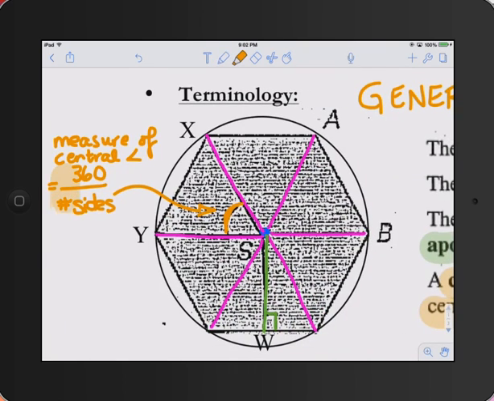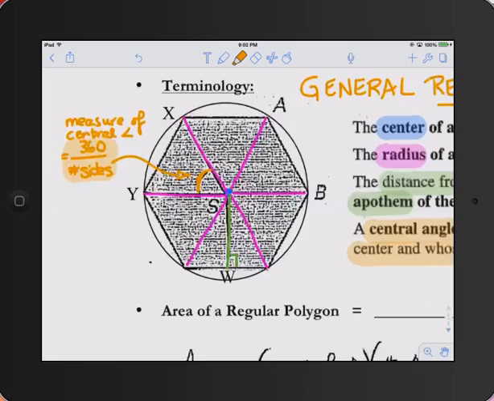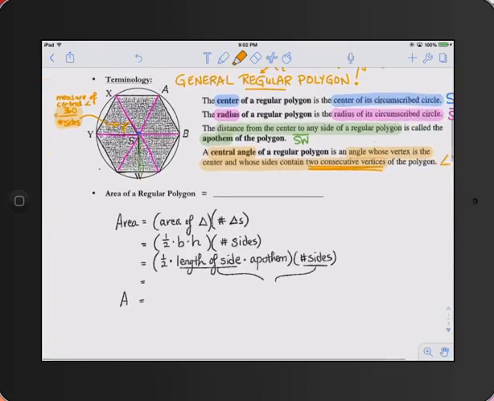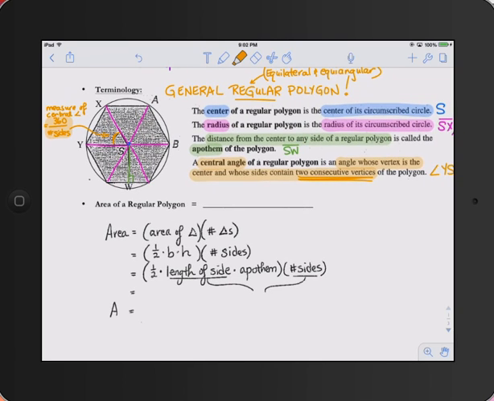360 over the number of sides would be the measure of each central angle. Okay, now we're going to derive this formula that is how to find the area of any regular polygon. So this is helpful; you can use it for squares, you can use it for regular triangles, but you can use it also for any kind of regular polygons. No matter how many sides there are, if it's equilateral, equiangular, you can use this formula to find the area.